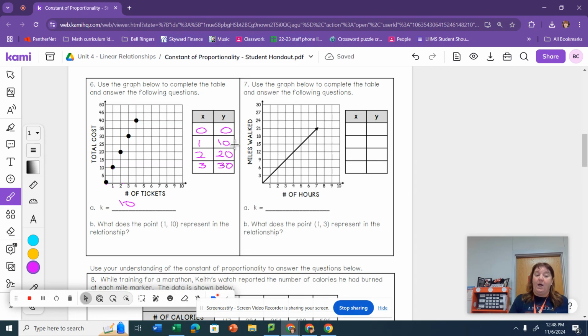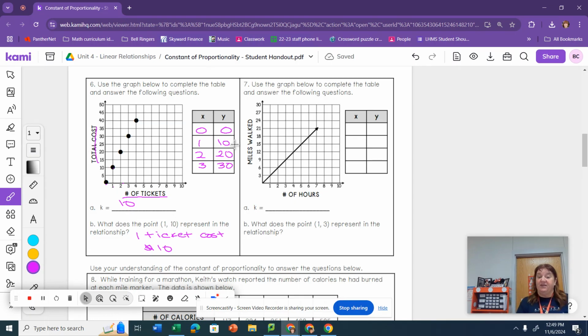Okay, and so what does the point (1, 10) represent? Well, 1 right here is tickets, and this is cost. So 1 ticket costs $10. That's what that represents.